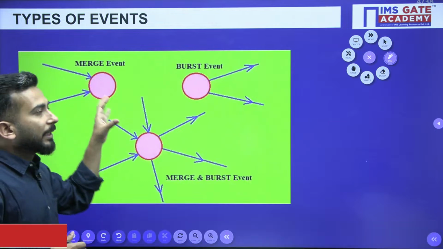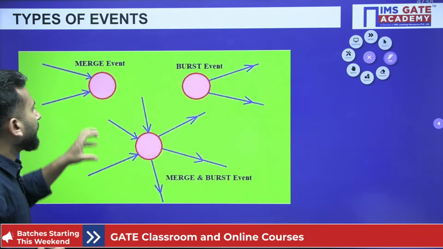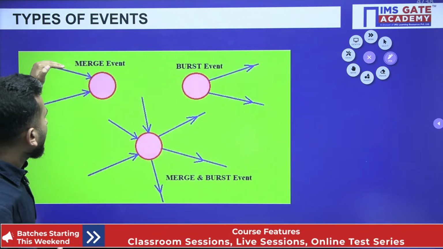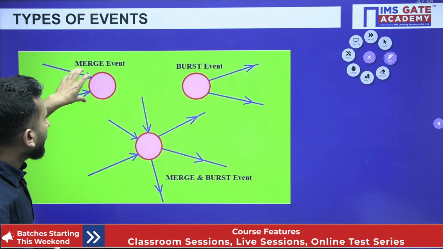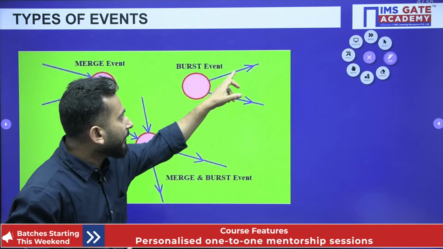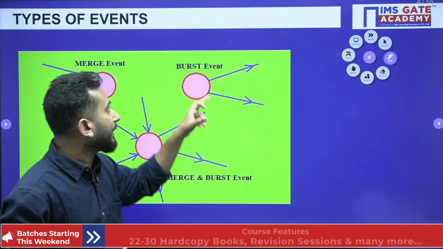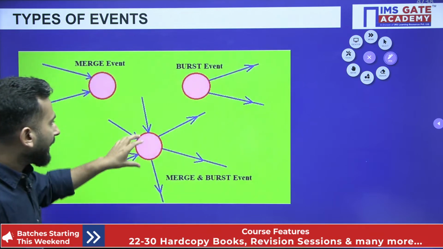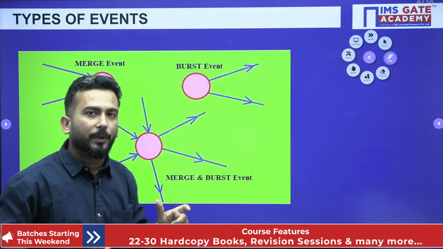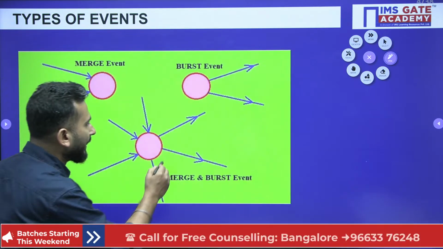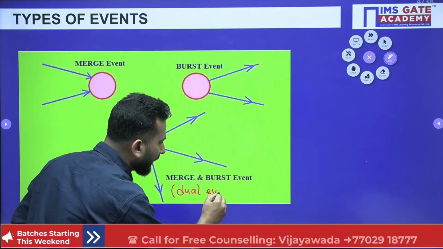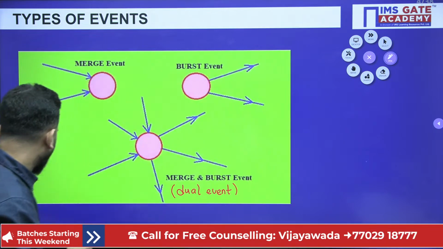My dear friends, there are various types of events that you can see. Suppose this is an event. Now you know that an event is represented by a particular node. Here all the activities are coming into this node, so this is called a merge event, right? When all the activities are going out from a particular node, that is called a burst event. And when, in a particular node, activities are coming in and activities are leaving, this is known as a merge and burst event, or you can also say it is a dual event. Fine.